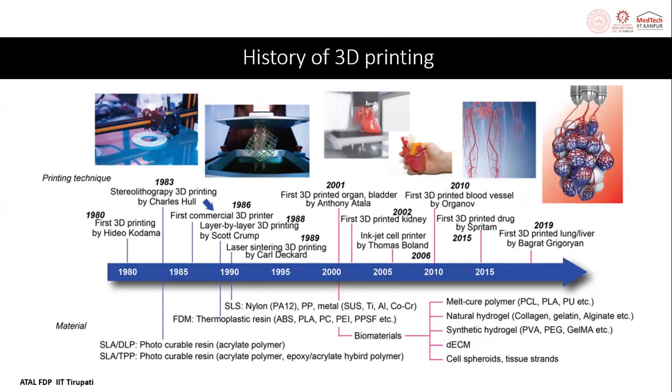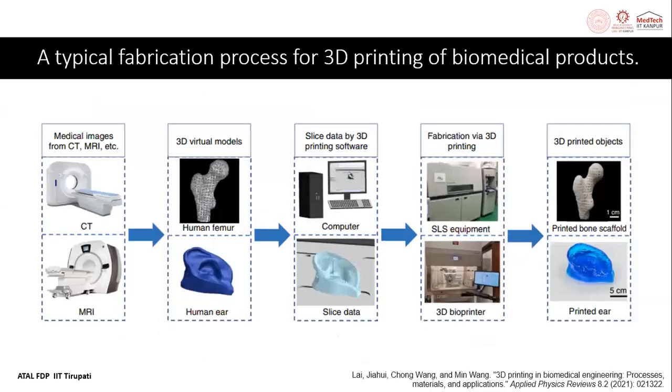PEI are basically biomaterials. So the biomaterials can be melt cure polymer, natural hydrogel, synthetic hydrogel, DECM, and cell spheroids and tissue strands. So these are some of the biomaterials which came into existence from 2000, where printing could start. If you can see here, the first one where you have a nozzle is the FDM printer. The next one is the inverse of the SLA process, which is called the DLP process. Then printing of an organ was done again by the FDM process. Then printing of an artery and of lungs was done.